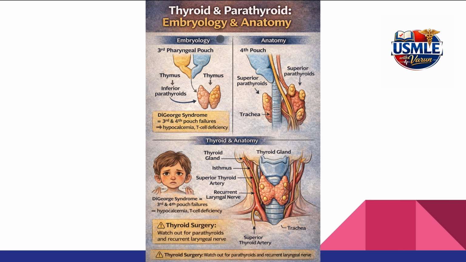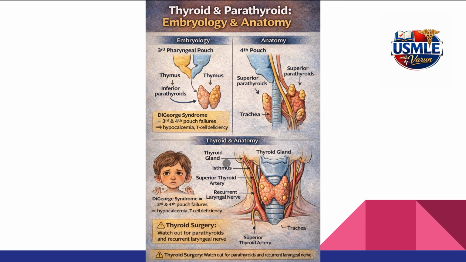Now let's revise the embryology and anatomy of thyroid and parathyroid. We have already studied that the inferior parathyroids and thymus arise from the third pharyngeal pouch, whereas the superior parathyroids arise from the fourth pharyngeal pouch. So DiGeorge syndrome is failure in the development of the third and fourth pharyngeal pouches, which presents with three features we have already discussed: heart defects, T cell suppression, and hypocalcemia.